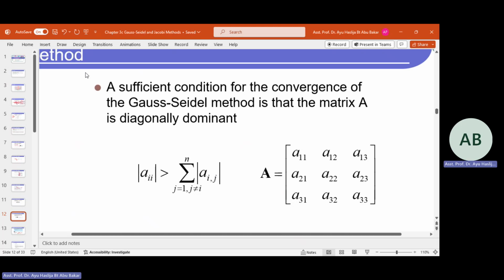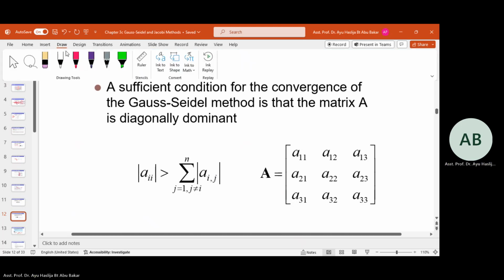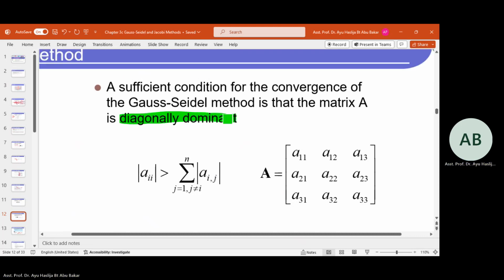Okay, in Gauss-Seidel and Jacobi, convergence depends on diagonal dominance. In order for the iteration to converge, diagonal dominance means we check the diagonal values.